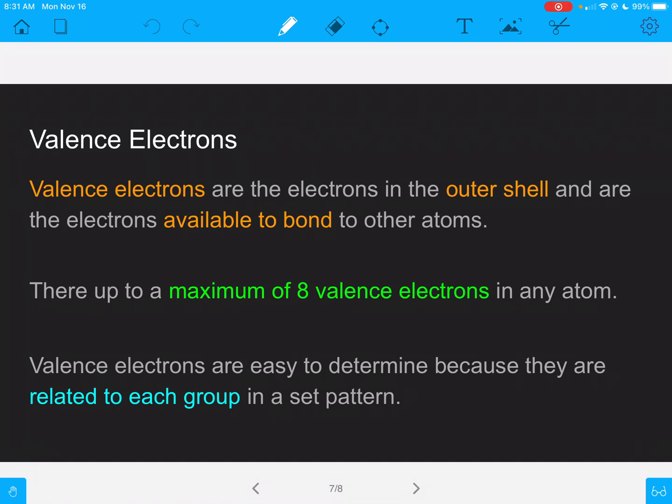Valence electrons are the electrons in the outer shell, which we just talked about, and they're electrons that are available to bond. There are a maximum of 8.